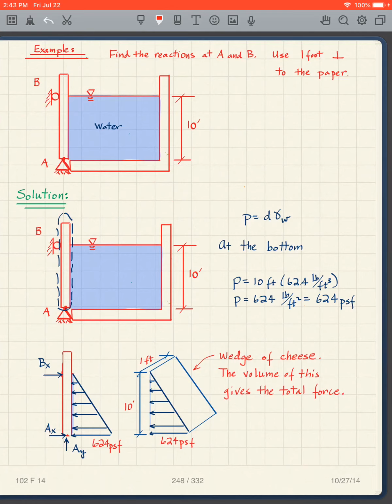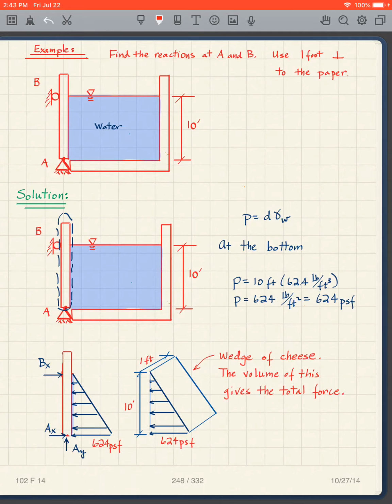Remember, when we make a cut, as we said, we make a cut through a pin, what do we put? An X and a Y force. I make a cut through a roller, what do I put? Well, I put 1 perpendicular, whether it's X or Y, but I put 1 force perpendicular to the roller.